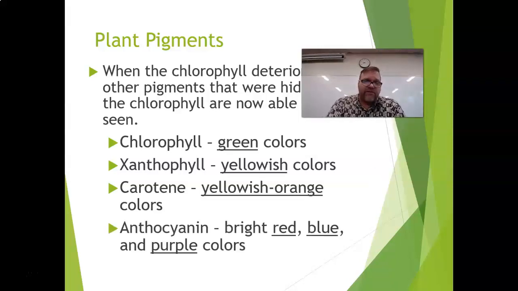And then the last one is anthocyanin. Anthocyanin. That's blue. Even though it says red, blue, purple, I want you to think of blue. Cyanin is blue. And there's two things to help remember blue.